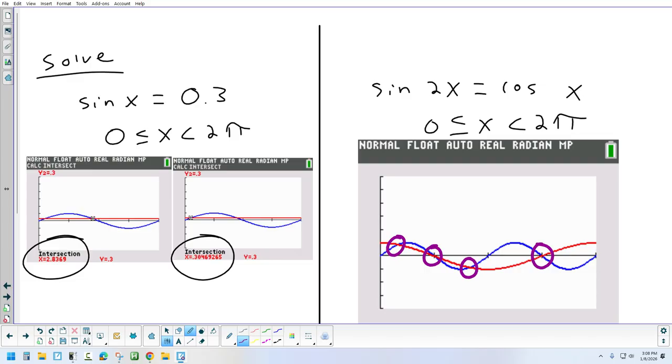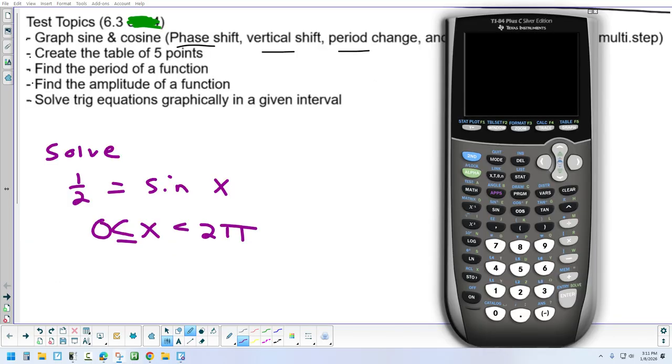Will there be inequalities or just equations in the quiz? I think just equations. Okay, no question. So the last one we'll take a look at is solving another trig equation.